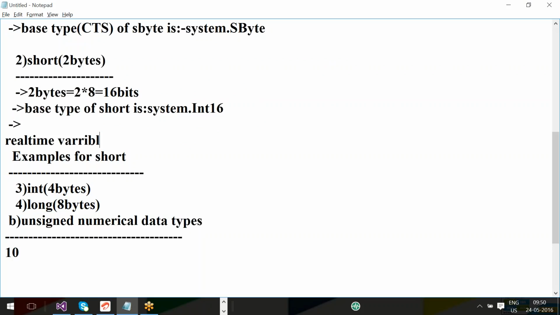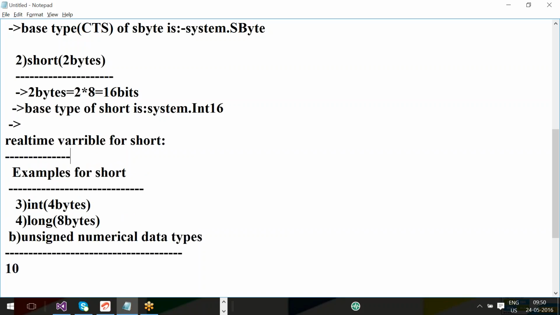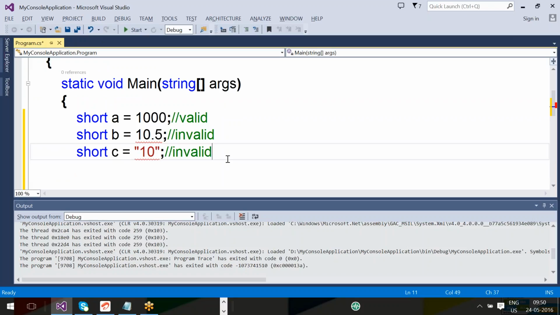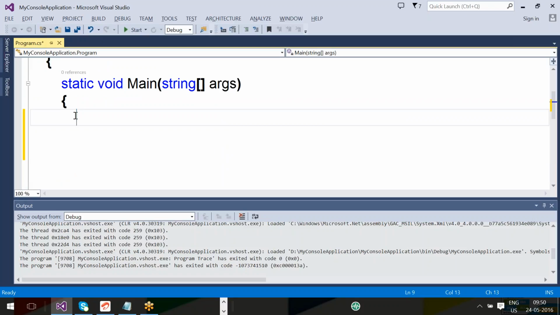Real-time variable for short. One is yesterday's lift numbers. Sometimes it exceeds the limit of 127, then you can go with short. Other than lift numbers, any other examples you have for short in real time where you will use short?